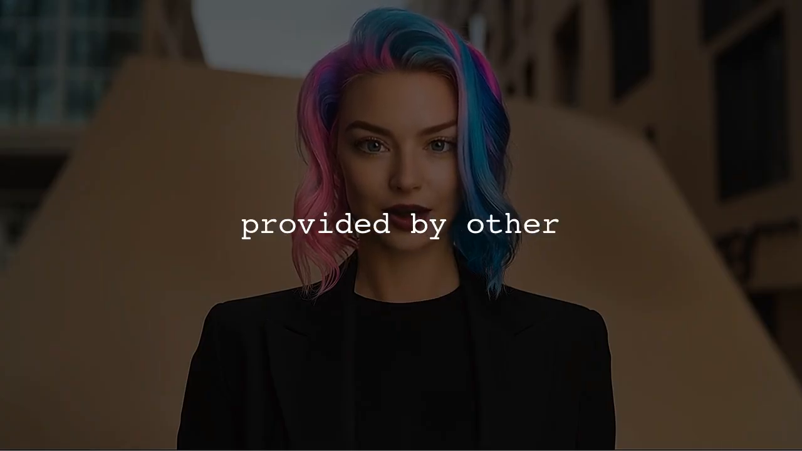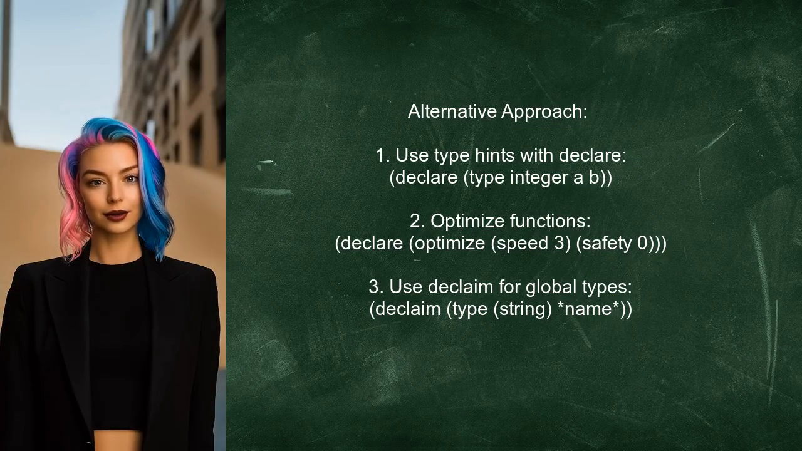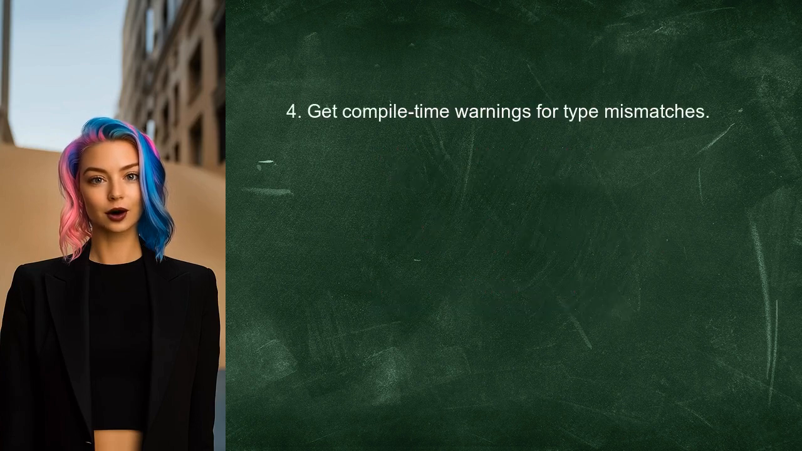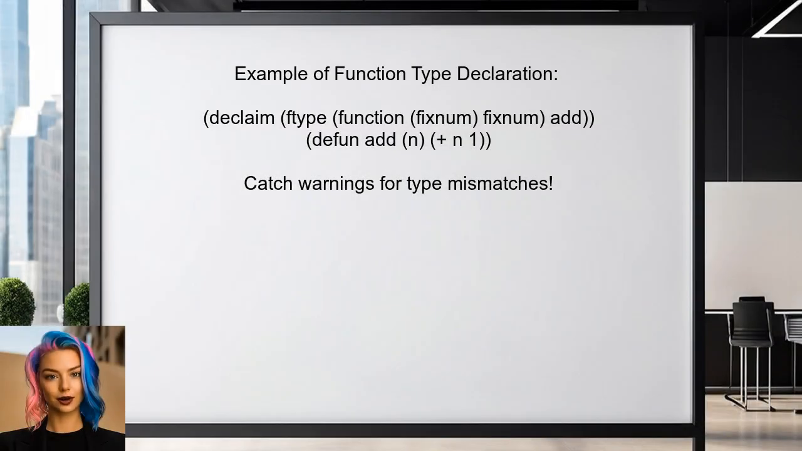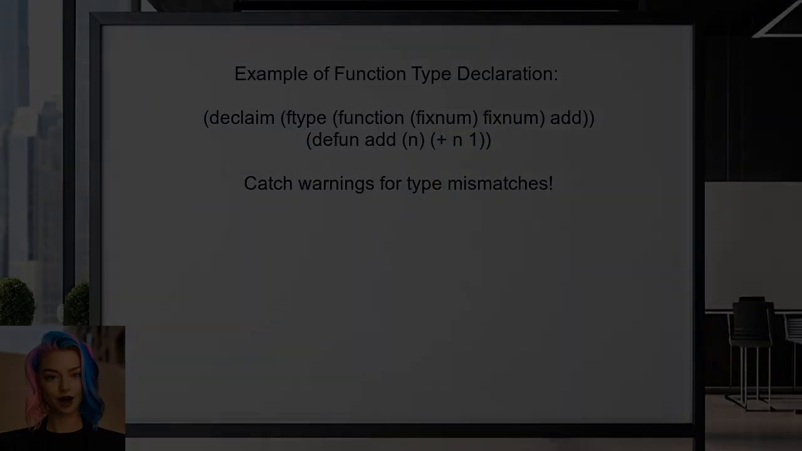Now, let's look at the answers provided by other users. This user suggests several ways to type variables in Common Lisp for better performance. They recommend using type hints with the declare statement to optimize functions, like declaring types for parameters and return values. They also mention using declaim for global type declarations and to receive compile-time warnings. For example, they show how to declare a function type using declaim, which helps catch errors if the function returns an unexpected type. This way, you can ensure your code is both efficient and type-safe.